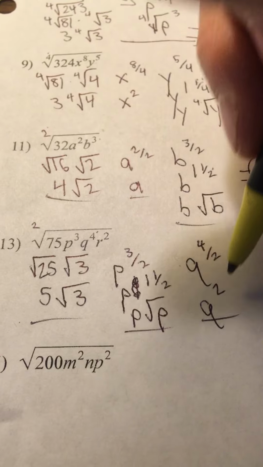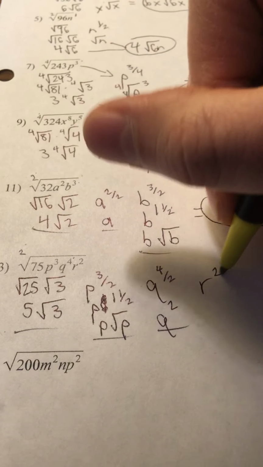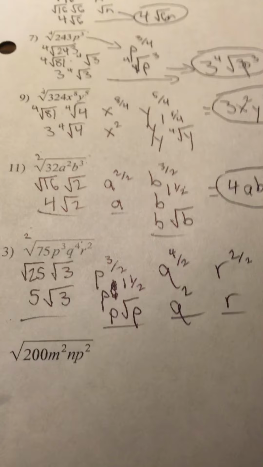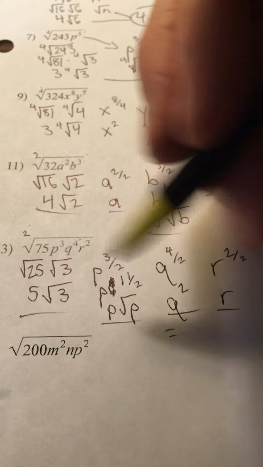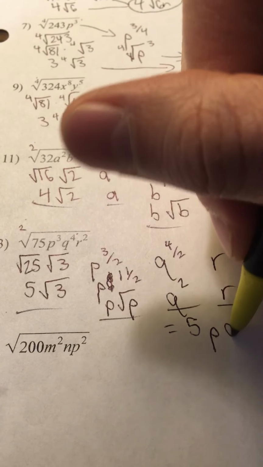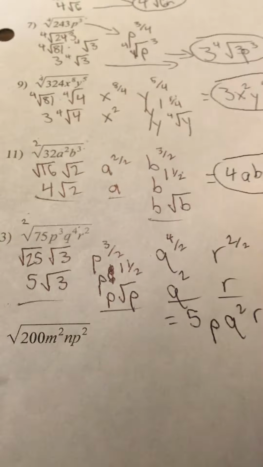So q squared, and then I need to do the r's. R to the 2 over 2 power, which is what? R to the 1. So put it all together. I'm going to have 5p q squared and r, and then square root of 3p.